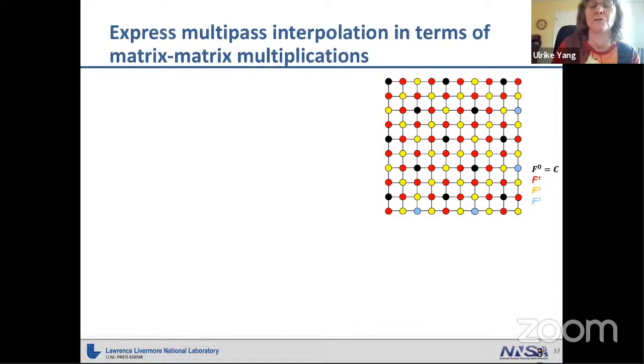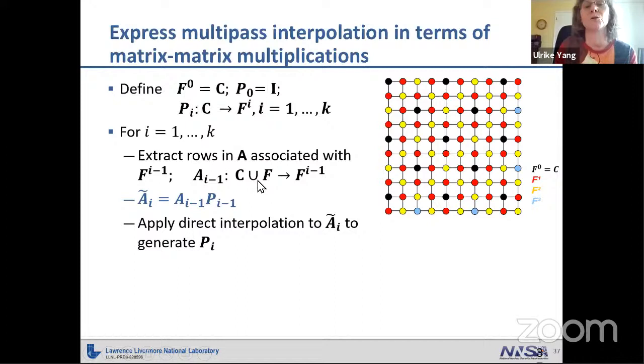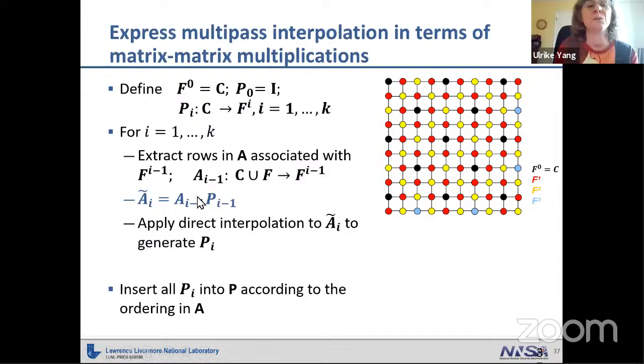So how does this work? I'm assuming F0 is our C points. So P0, our original component of P, is of course just the identity because these are just the coarse points. And then you proceed: you extract the rows in A that are associated with F(i-1), so in this case F1. You multiply that new matrix A(i-1) with P(i-1), which gives you an A(i) tilde. And then you apply direct interpolation to this to generate P(i). And you keep going until you're done. And then you just insert all the P(i) into P and you have your multipass interpolation. Again, this is also a matrix-matrix multiplication. And I already mentioned direct interpolation is very nice on GPU.